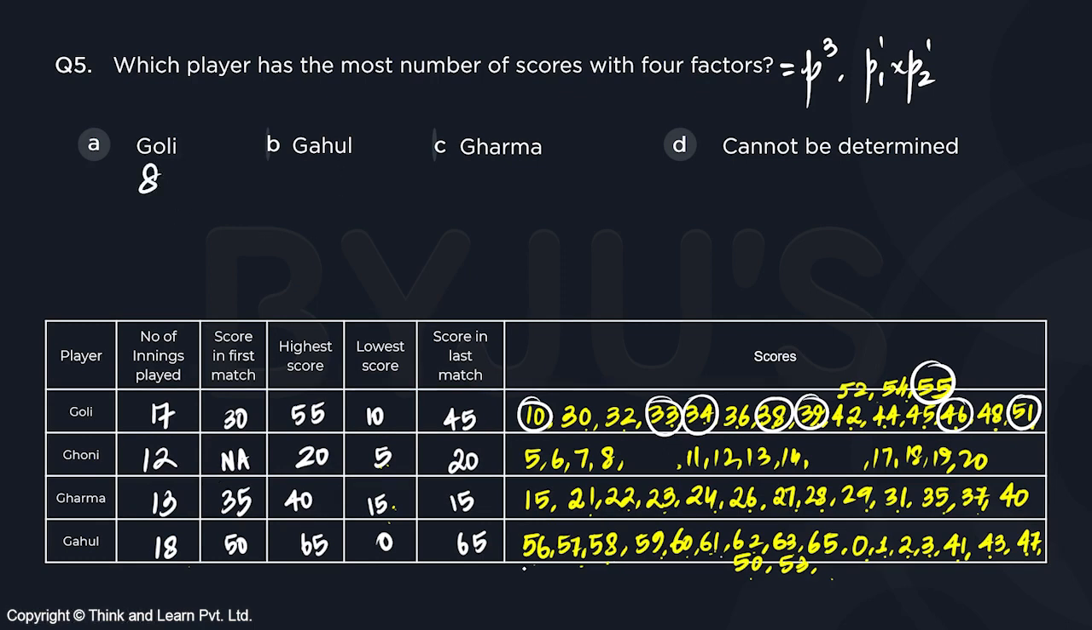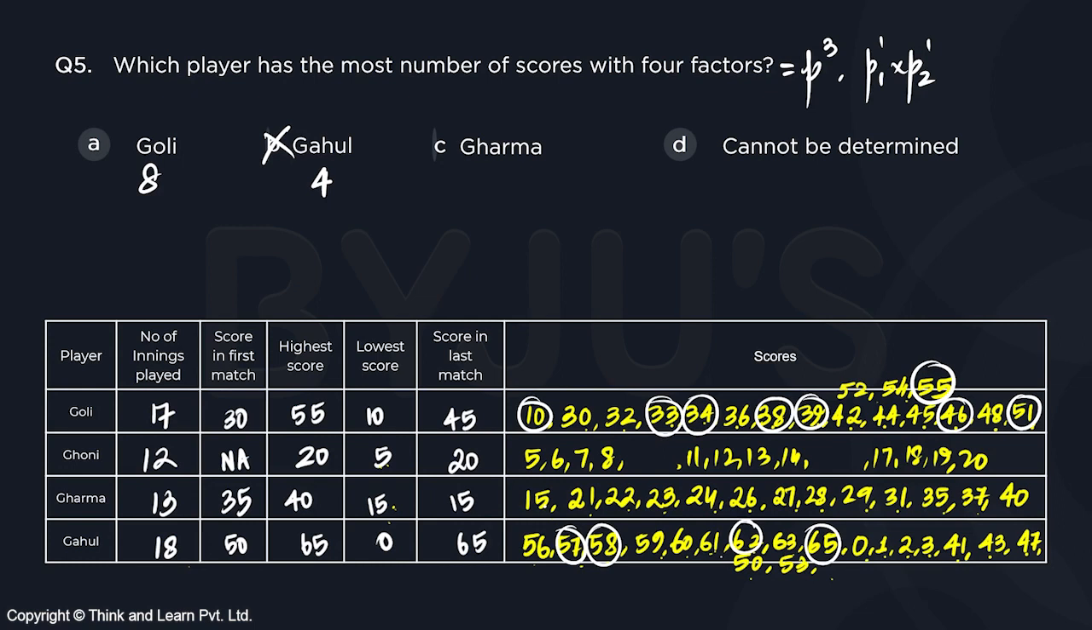Let's look at Gahul now. 56 is 4 into something. So 4 is itself a product of 2 prime numbers. 57 is going to be 19 into 3. So yes. 58 is going to be 2 into 29. Yes. 59, no. 60 is going to be a product of more than 2 prime numbers. 61 is a prime. 62 is 2 into 31. 63 is 9 into 7. So 9 itself is a product of 2 primes. 65 is 13 into 5. 1, 2, 3, 43, 47, 50, no, 53, no. So that's only 4. So definitely Gahul is not the answer.